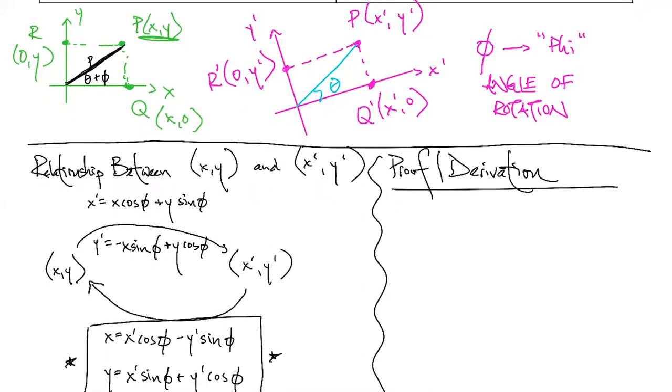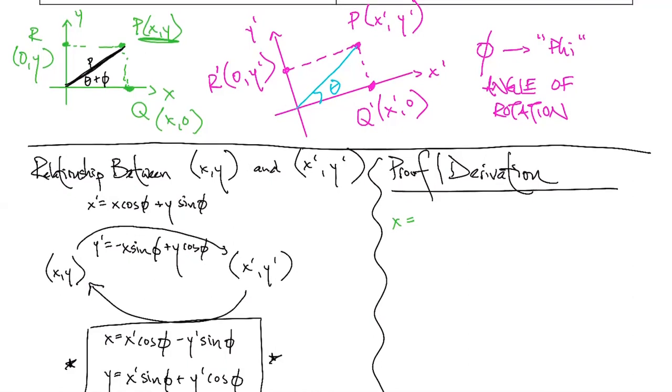So from the green graph, if I wanted to define x using my trig functions, I could say that x is the magnitude of that distance, p, times the cosine of my angle, theta plus phi. Okay. And I got that because I could say that cosine of theta plus phi equals x over p, and then I just isolated the p.